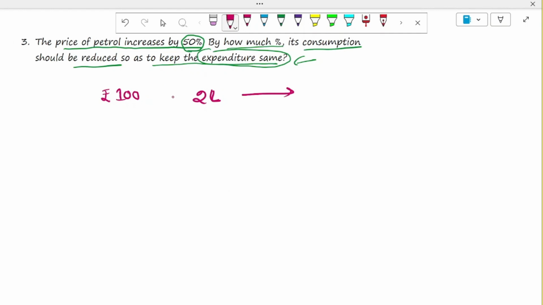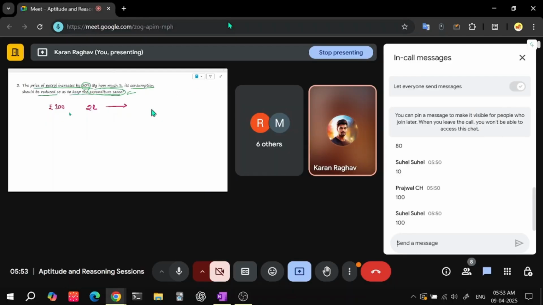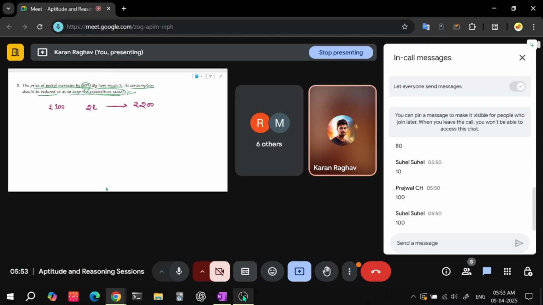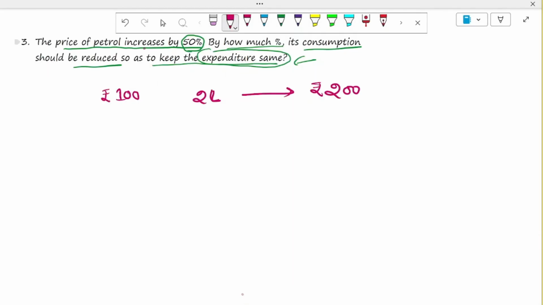So on a daily basis, how much is your vehicle consuming? What is the amount? 100 into 2 liters. So in total you will be spending rupees 200 on petrol. Fine. Now they are saying that this was yesterday's price. Imagine that it was yesterday's price.